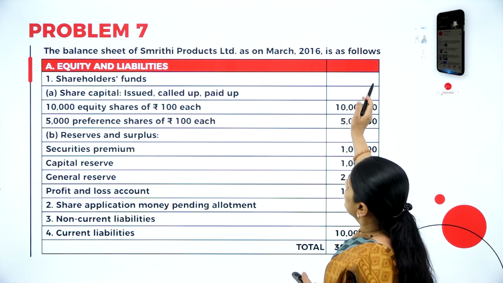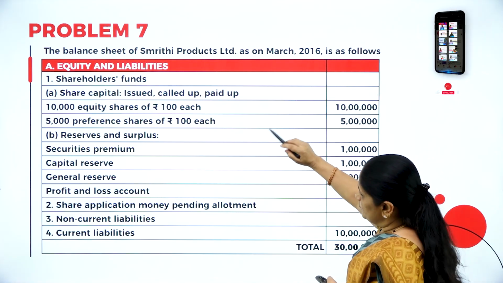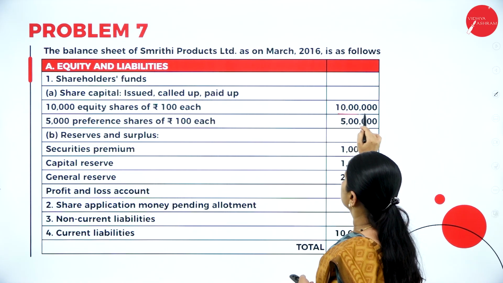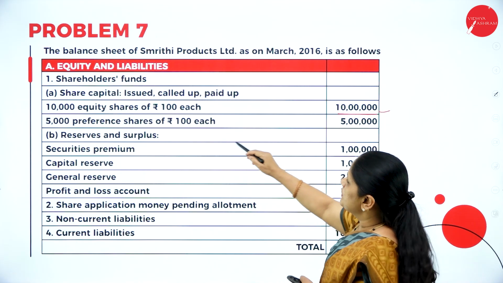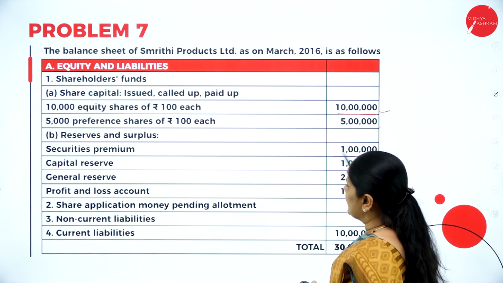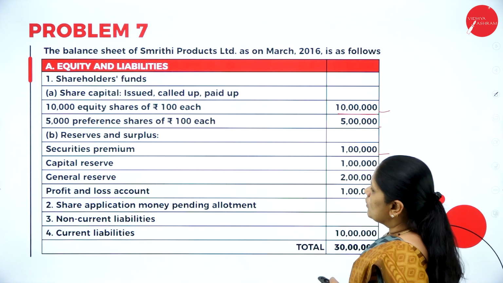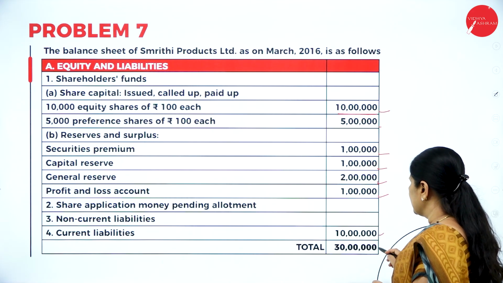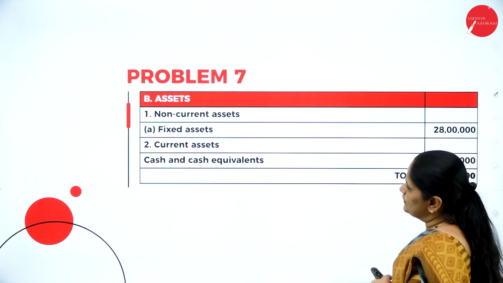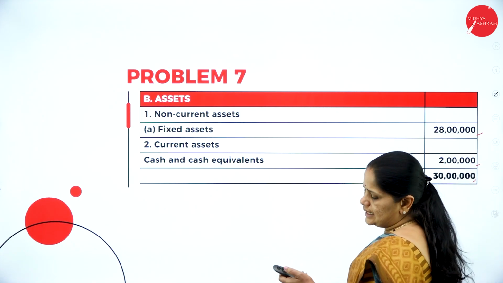In this session 4, we will be working out some more problems on redemption of preference shares. Now, let us see what this problem is all about. The balance sheet of Smriti Products Limited as on March 2016 is as follows. We have the share capital issued, called up and paid up: 10,000 equity shares of rupees 10 each, 10 lakhs, 5,000 preference shares of rupees 100 each, 5 lakhs. Then we have the securities premium 1 lakh, capital reserve 1 lakh, general reserve 2 lakhs, profit and loss account 1 lakh. Then non-current liabilities 10 lakhs, the total is 30 lakhs. Now in this we have the fixed assets 28 lakhs, and current assets 2 lakhs, the total is 30 lakhs.